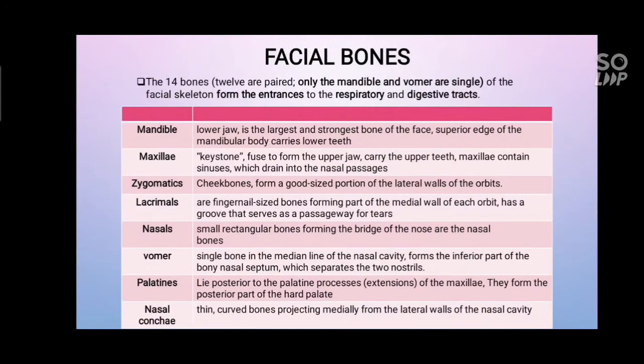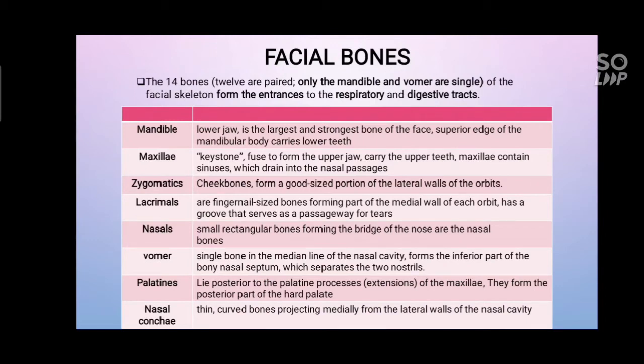In facial bones, there are a total of 14 bones, 12 are paired, only the mandible and the vomer are single. So, this facial skeleton forms the entrances to the respiratory and the digestive tracts. First is mandible, or the lower jaw. It is the largest and the strongest bone of the face. Superior edge of the mandibular body carries the lower teeth.